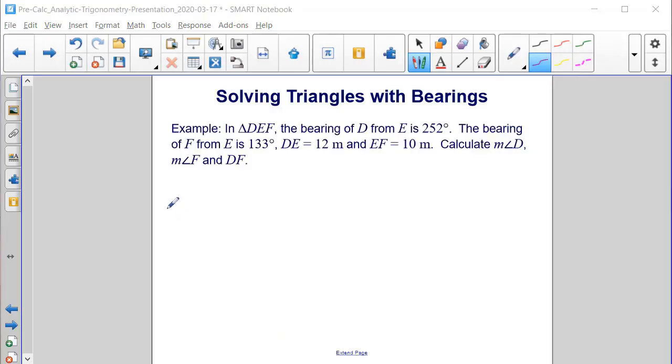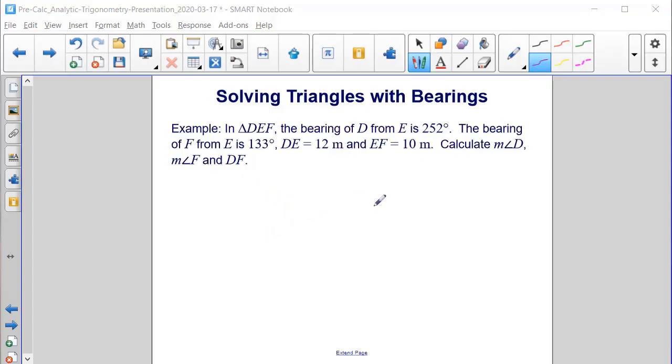Here's another example. In triangle DEF, the bearing of D from E is 252 degrees. The bearing of F from E is 133 degrees. DE is 12 meters, and the length of EF is 10 meters. Calculate the measurement of angle D, the measurement of angle F, and the length of DF.